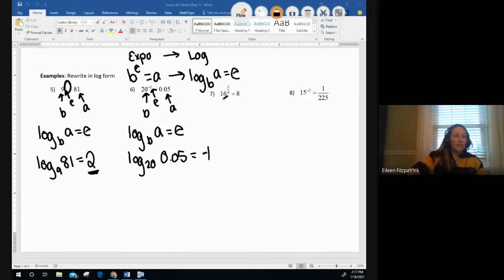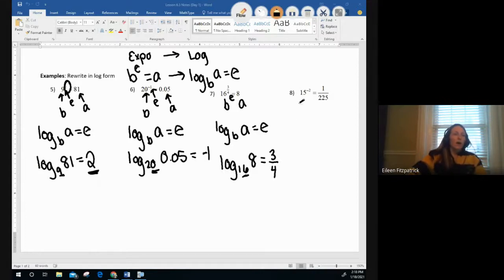All right. The next one, we're in base exponent answer form. I want to be in log bacon and eggs form. So it would be log base 16 of 8 equals 3/4. Okay, and the base, I'm sure you've noticed at this point, is written in subnotation, smaller subnotation.